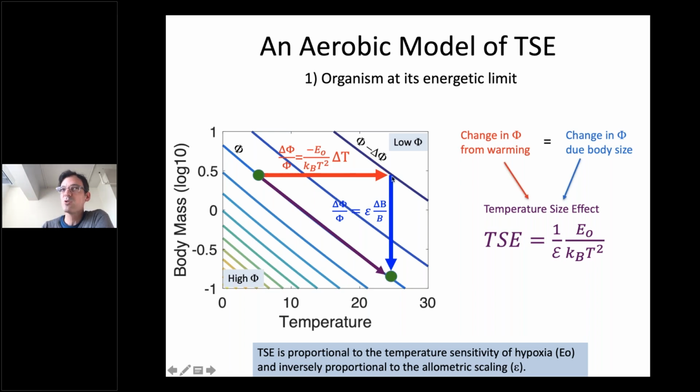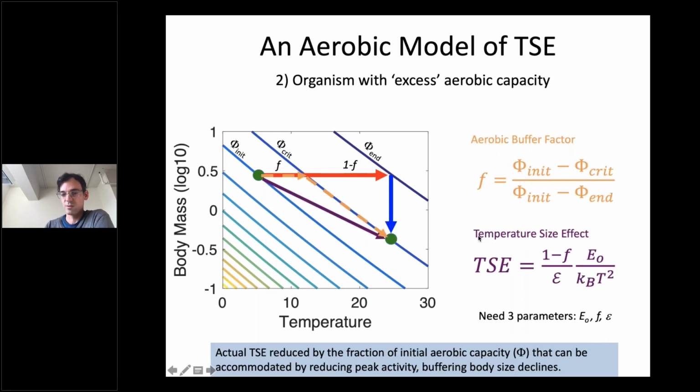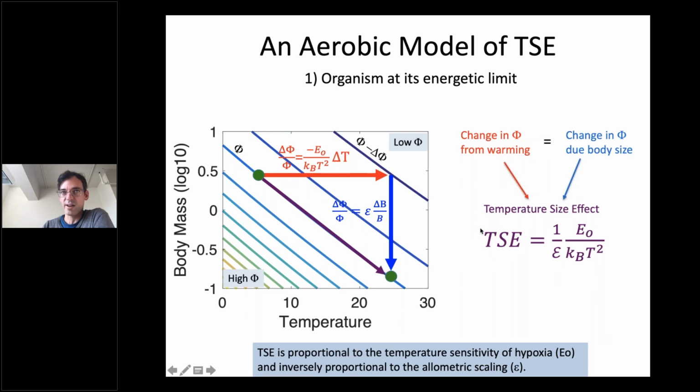And of course, the length of that blue arrow we could just calculate from the definition of the metabolic index, and it's proportional to the fractional change in body size and proportional to that allometric exponent epsilon. Okay, so here's our two key parameters: epsilon, the allometric exponent for hypoxia tolerance, and E naught, the temperature sensitivity of that hypoxia tolerance. If we just want these two arrows to be equal, we get a very simple expression for the fractional change in body size per degree of warming, which defines the temperature size effect, that all those experiments measured way back on slide 3.